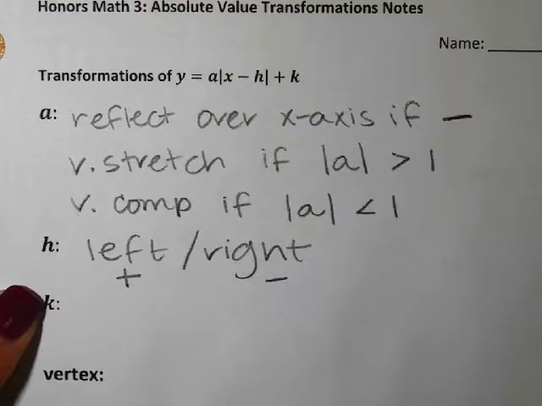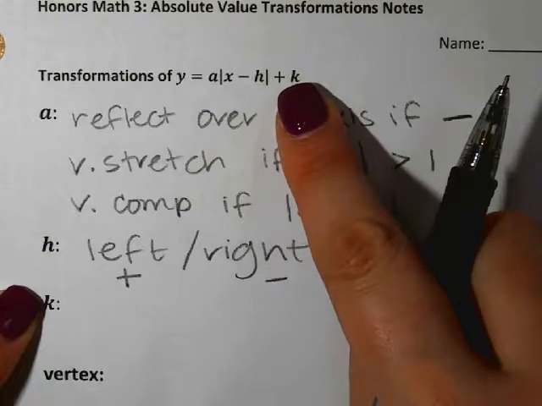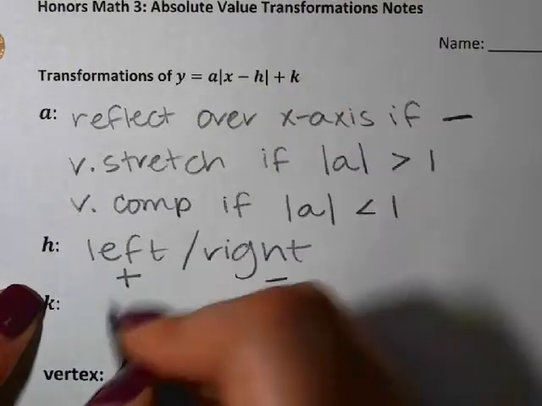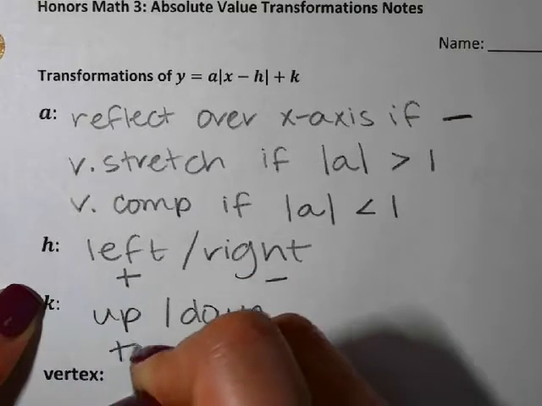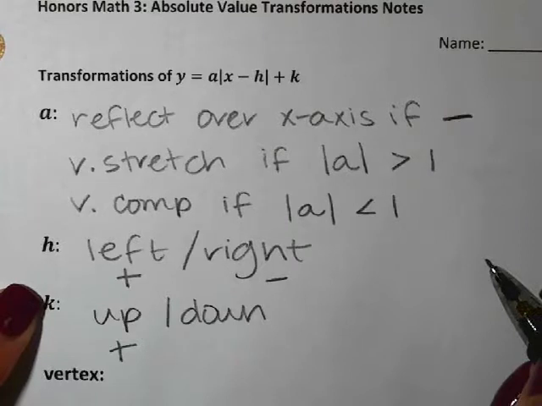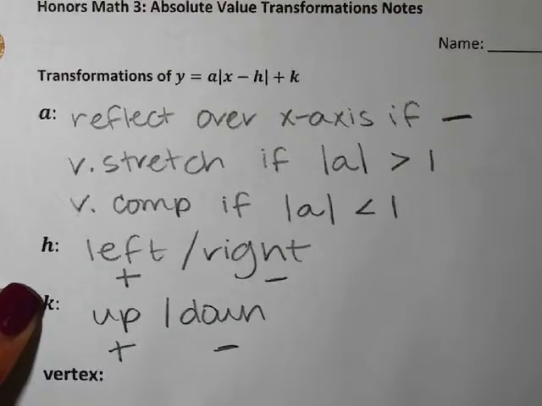All right, and then K is the number on the end. That's going to shift it up or down. All right, so shift it up, shift it down. It's exactly what you would think. A plus is going to move the graph up. A minus is going to move the graph down.